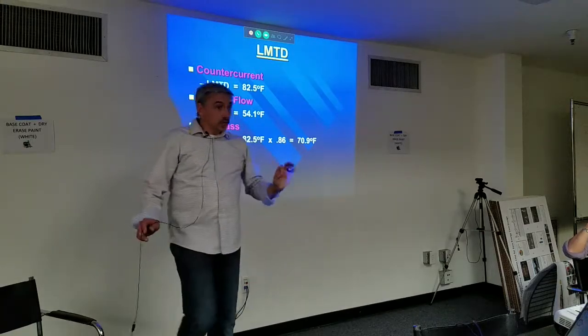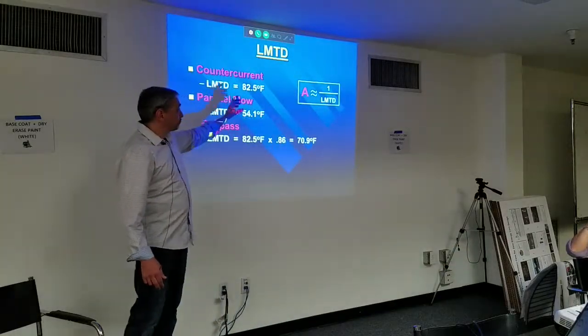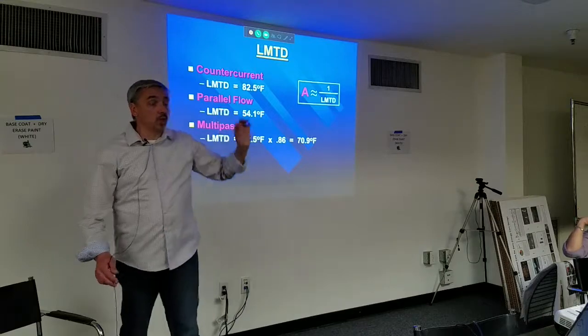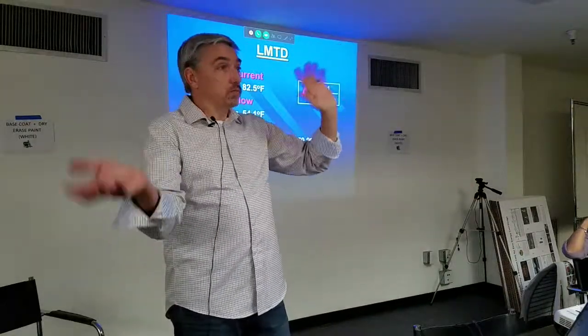And the idea here is to get to this. If we maximize our LMTD, we can have a smaller area of heat exchanger. So area is inversely proportional. A heat exchanger with a lower LMTD, we need more surface area to get that, but we can do that.